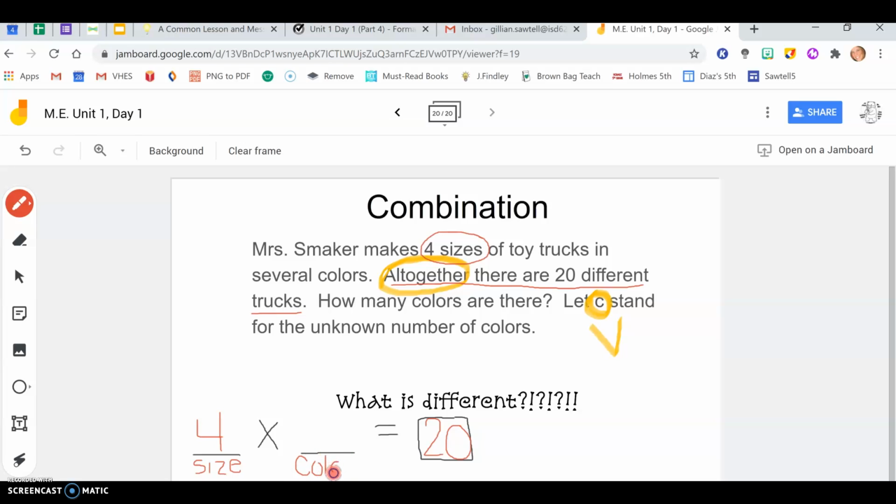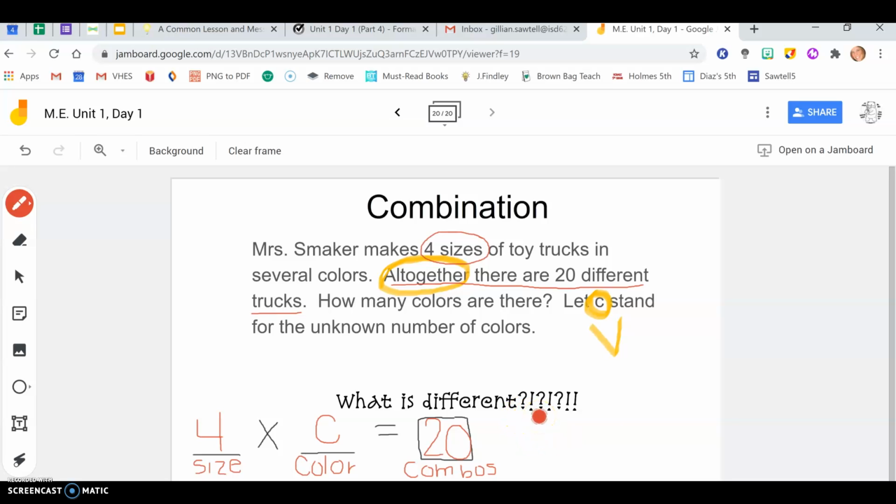So I'm actually missing one of my parts. I have my total, which is combinations. I'm going to put combo as my short. And combo stands for my trucks. And I'm putting together sizes and colors to make my combinations of trucks. And this is what I'm missing. And it says to let C stand for my unknown. So this looks like an equation we tried on Wednesday. My goodness, it seems like forever ago.